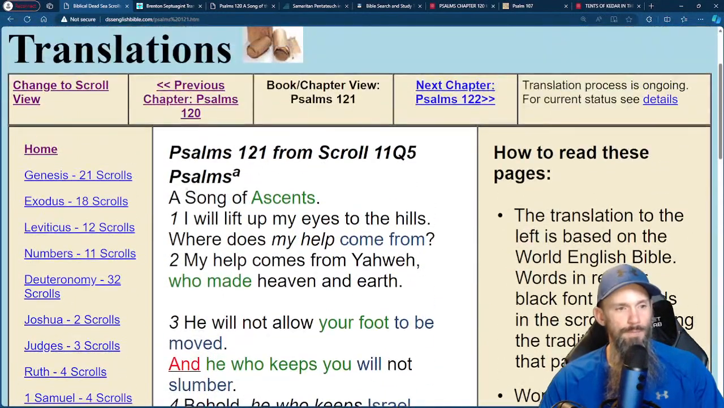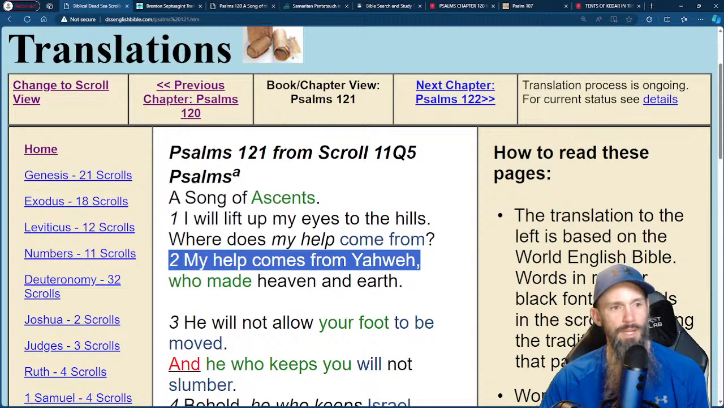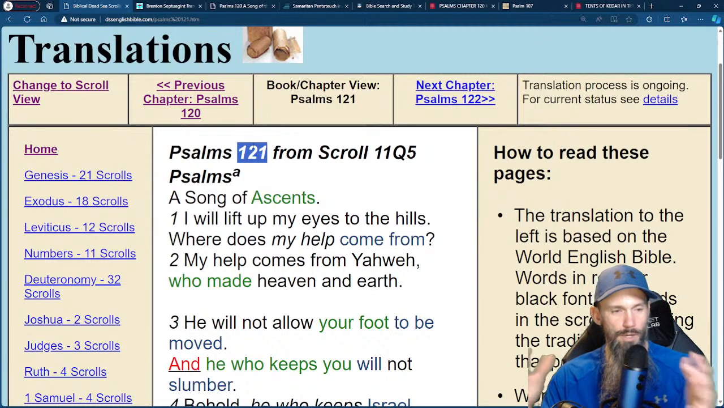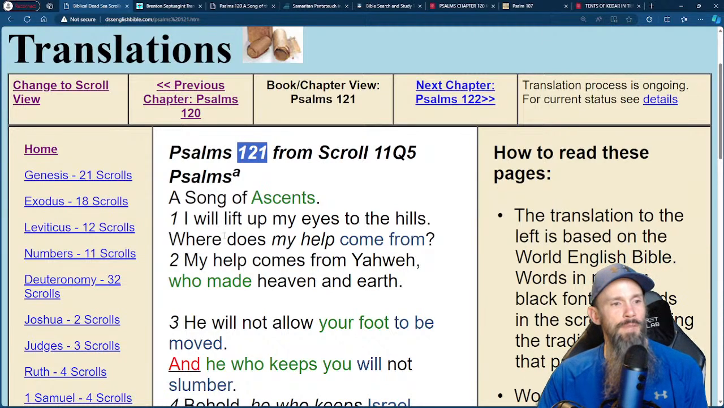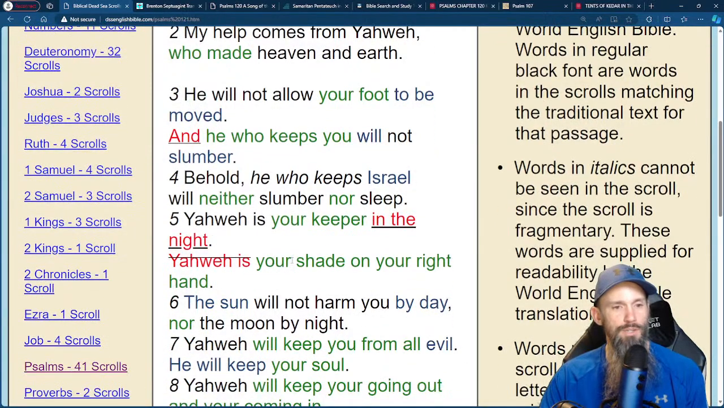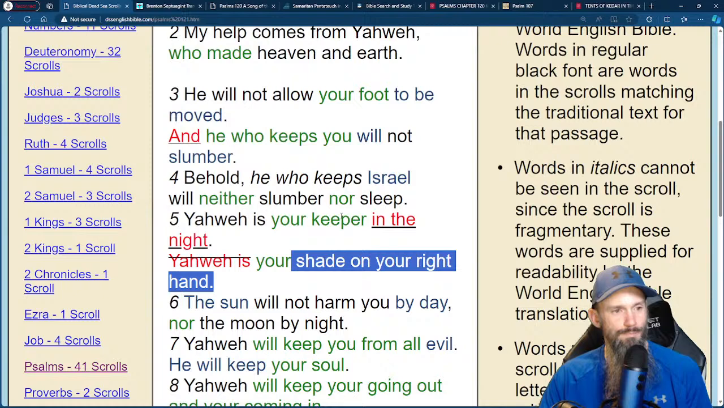Psalm 121, a song of ascents. "I will lift up my eyes to the hills. Where does my help come from? My help comes from Yahuwah." And back then there wouldn't be chapters, so this scroll would continue. 120 to 121 would be one altogether. "My help comes from Yahuwah, who made the heaven and the earth. He will not allow your foot to be moved, and he who keeps you will not slumber. Behold, he who keeps Israel will neither slumber nor sleep. Yahuwah is your keeper in the night, your shade on your right hand."